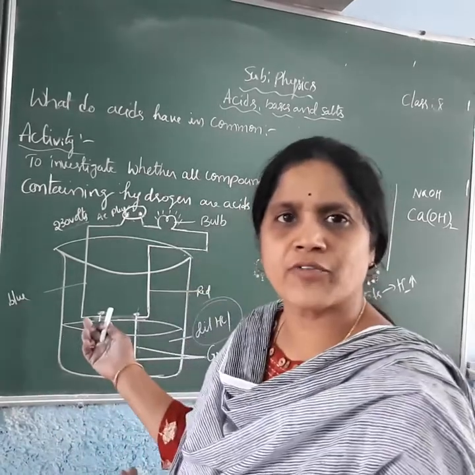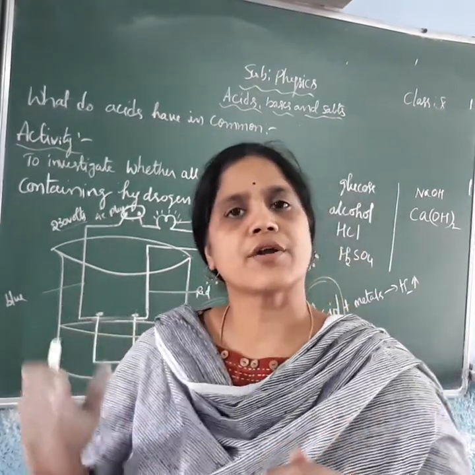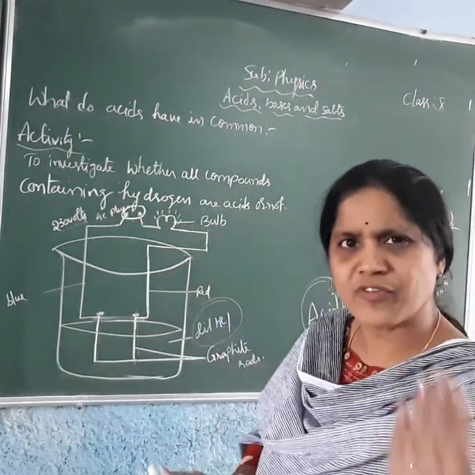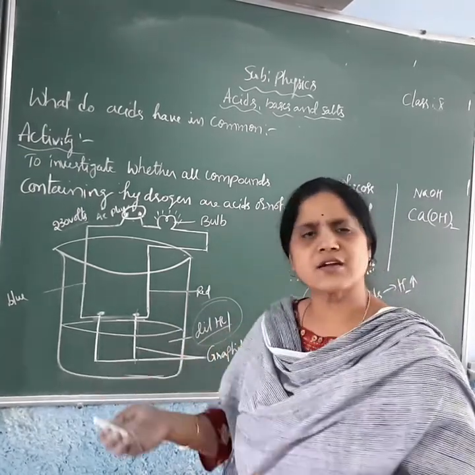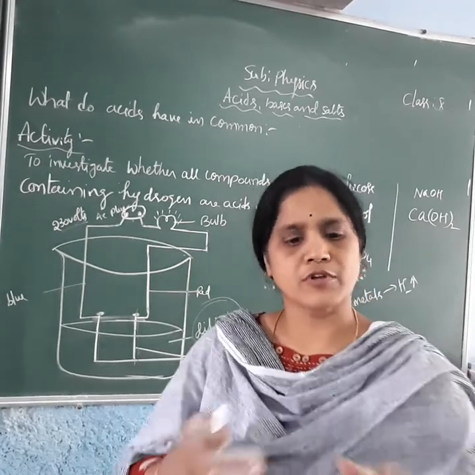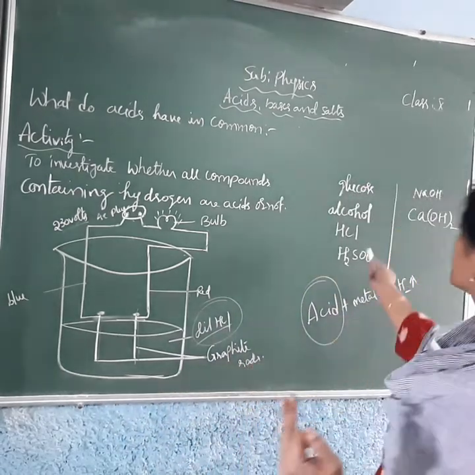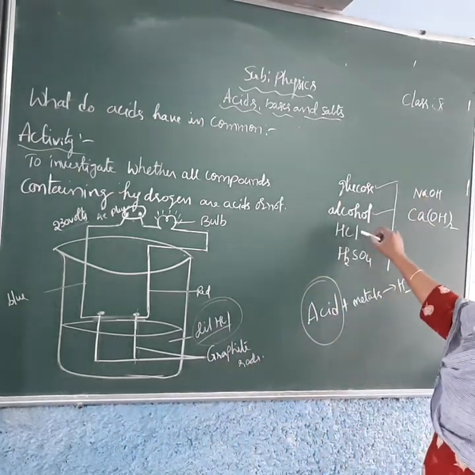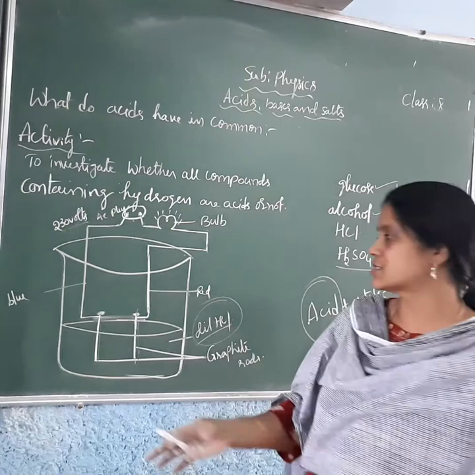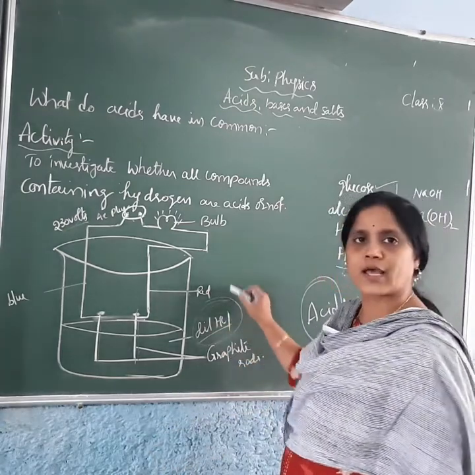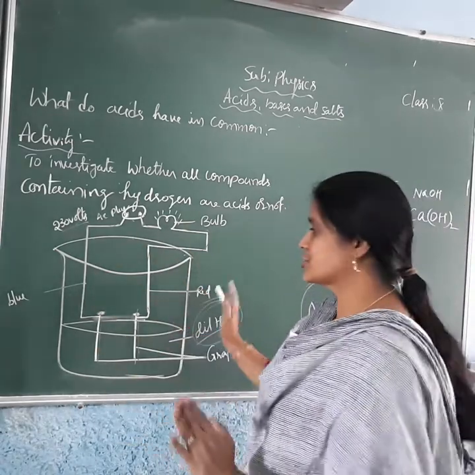First, what is our activity? Whether all the acids contain hydrogen element or not. So that's why we will take different types of solution. Here I took dilute hydrochloric acid. Instead of that you can take different types of solution like sugar water or sulfuric acid. Here I wrote glucose, alcohol. Here I already took hydrochloric acid and sulfuric acid. You take the different solutions. First you take the dilute hydrochloric acid and we'll start our activity. Complete the circuit connections.